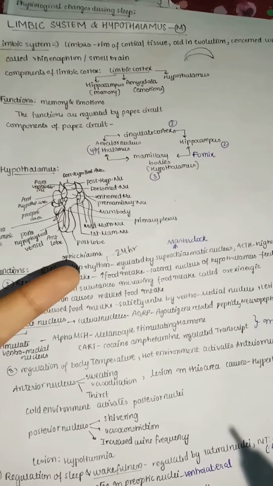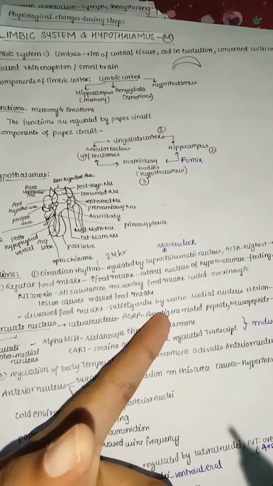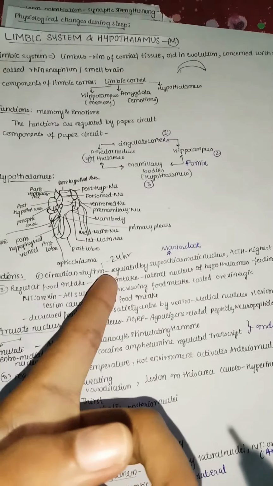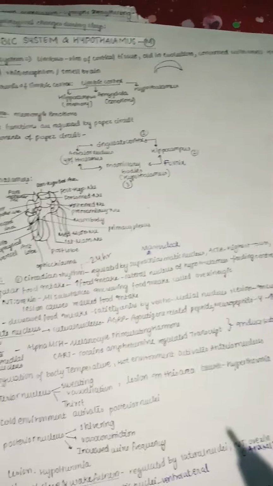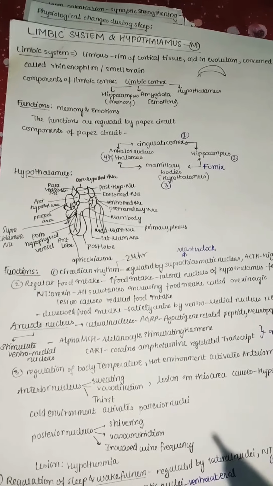So for over food intake, lateral nucleus of hypothalamus. For less food intake, ventromedial nucleus of hypothalamus. And for circadian rhythms, we have suprachiasmatic nucleus. Three important nuclei of hypothalamus concerned with three functions. So very important about this.